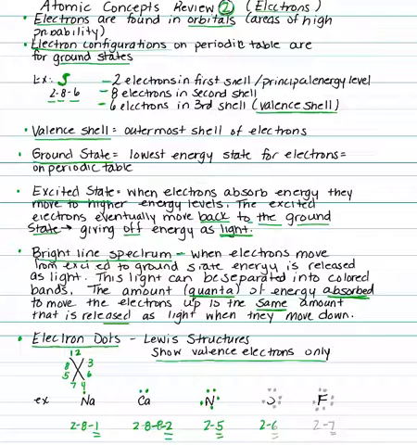Oxygen has the configuration 2, 6, so it has 6 valence electrons. The first 2 go together, 3, 4, and 5 spread out, and then number 6 doubles up that side. And then fluorine is our last example here, has the electron configuration 2, 7, so it has 7 valence electrons. We're going to double up the first 2, spread out 3, 4, and 5, and then double up for 6 and 7.